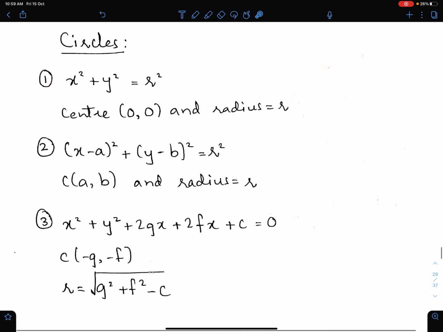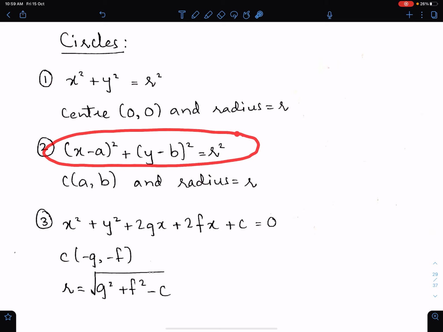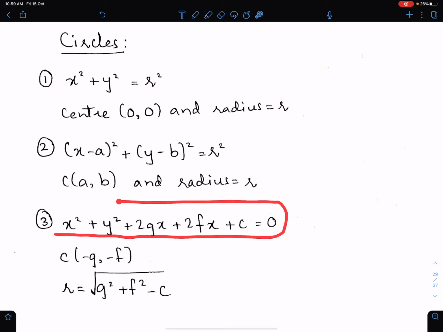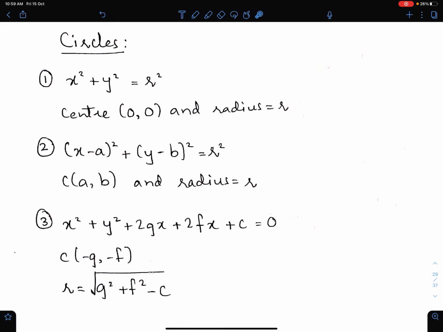Circles. This is the standard equation of circle with center at origin and radius r. And this is the standard equation of circle in completed the square form with center at (a, b) and radius r. And this is the expanded equation of circle, standard expanded equation with center at minus g and minus f. And this is the formula of the radius. So make sure you know all 3 equations with center and radius.